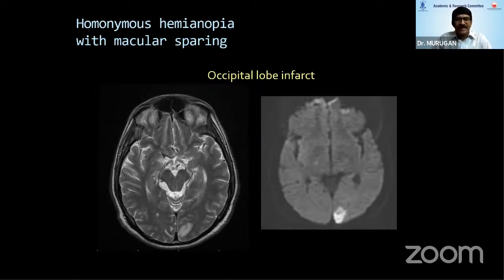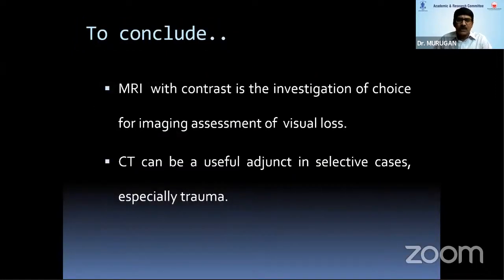MRI is the modality, more or less, in almost all the indications as far as neuro-ophthalmology is concerned, especially patients presenting with visual loss. The role of CT comes in a few cases wherein we want to assess trauma, to know the fractures, to know the location of bone fragments, or sometimes, rarely, in patients with retinoblastoma to know the extent of calcification, etc. Otherwise, it is MRI all the way.